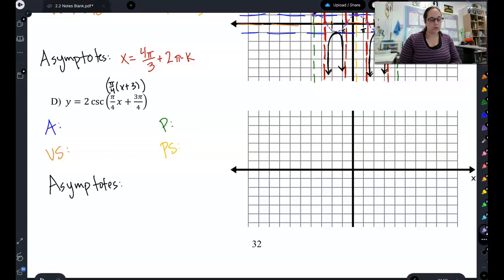Now, remember to find all your things, and this is a cosecant graph, so it's going to be a sine wave flipped. Pause the video, try this last one out on your own, and then come back to see how you did.